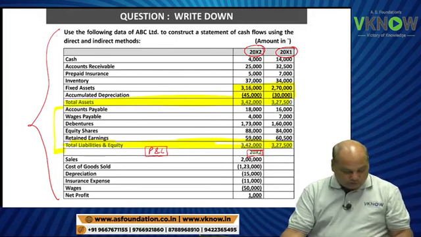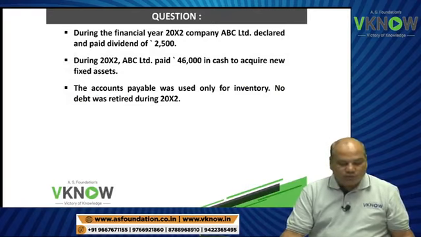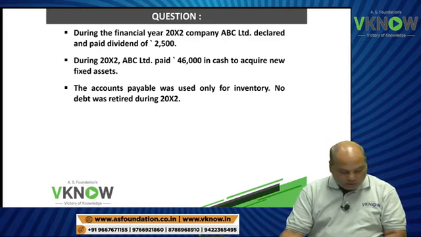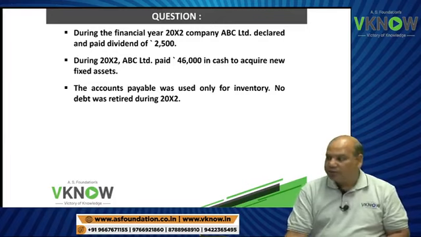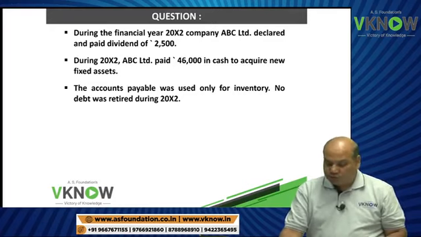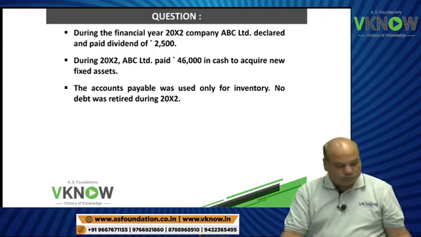This question has no adjustment. Sorry, there is one adjustment. Write down below: during the financial year 20x2, Company ABC Limited declared and paid dividend of rupees 2,500.